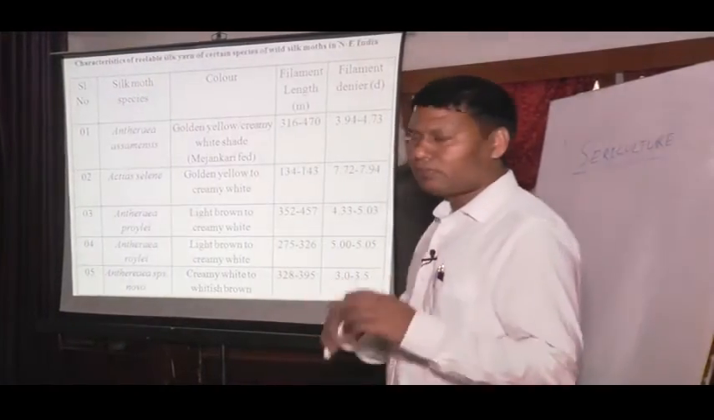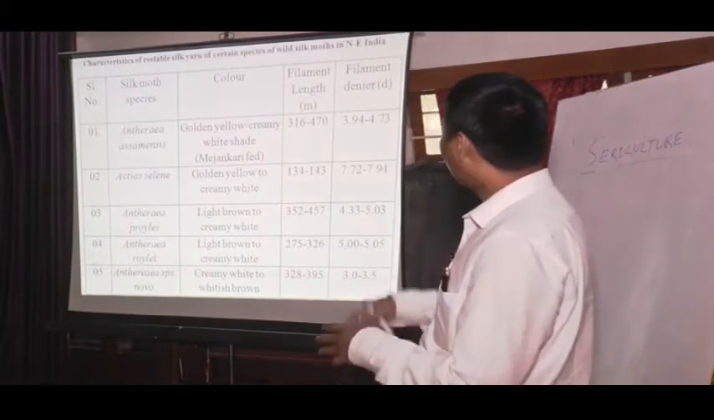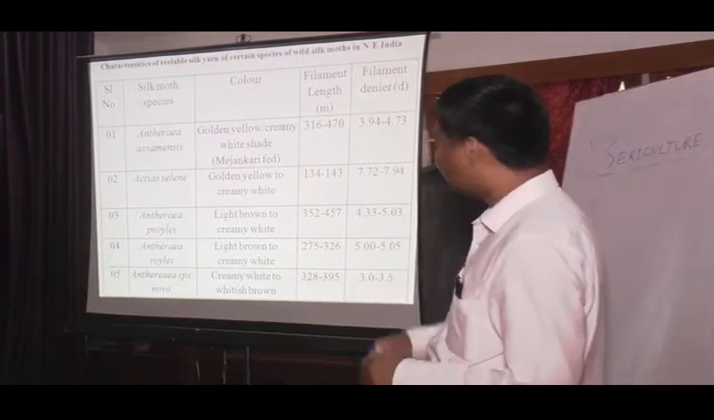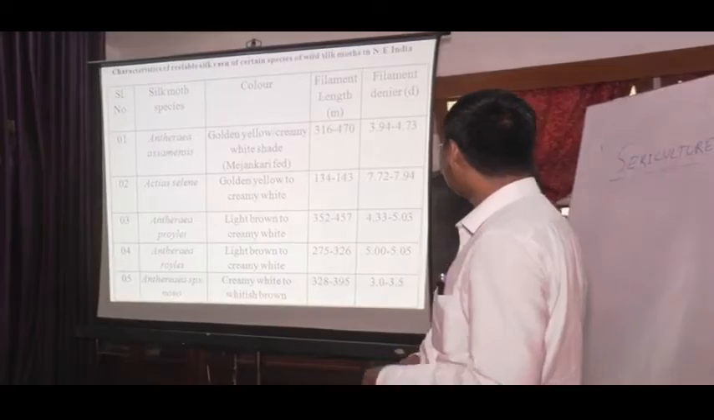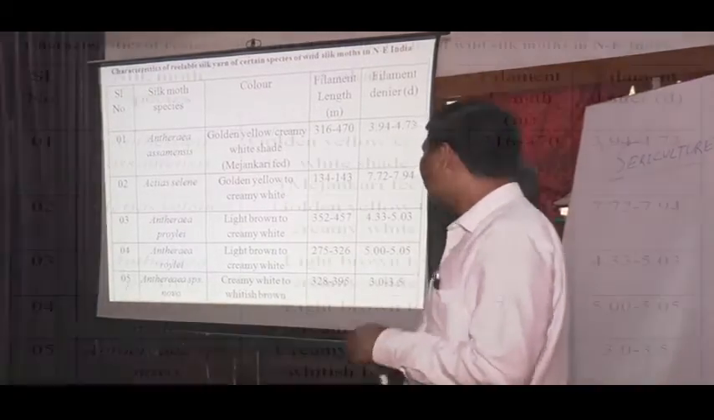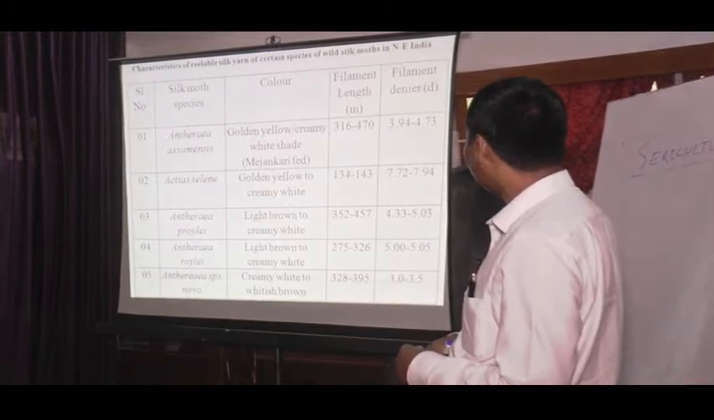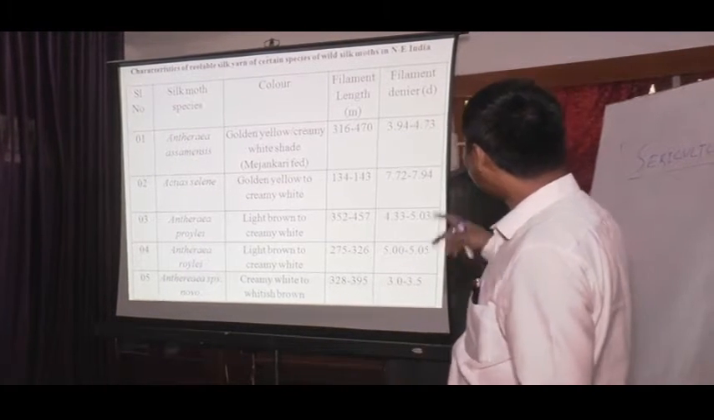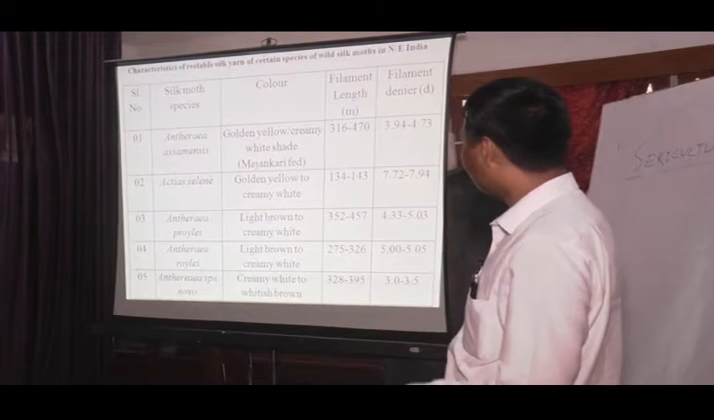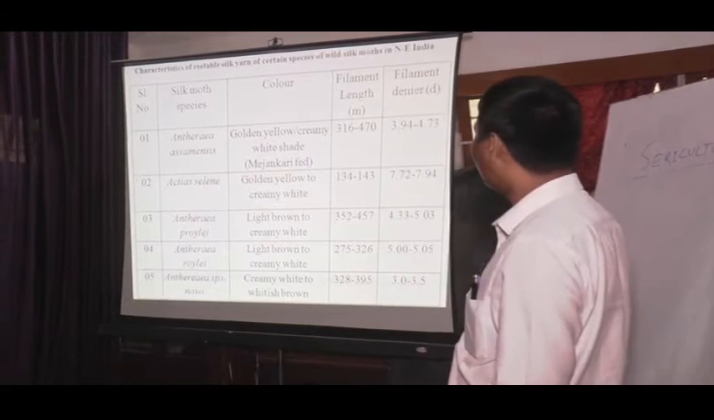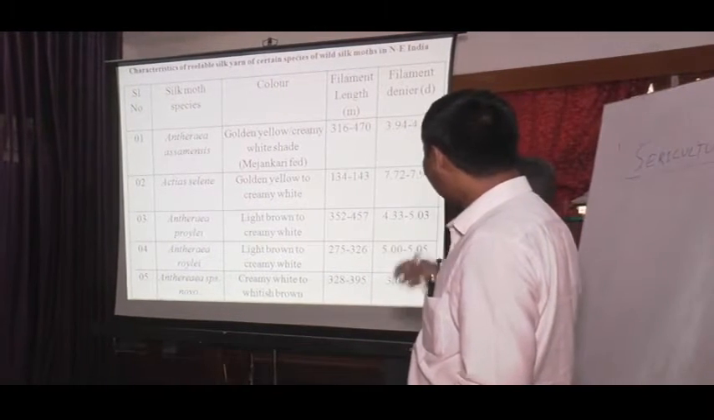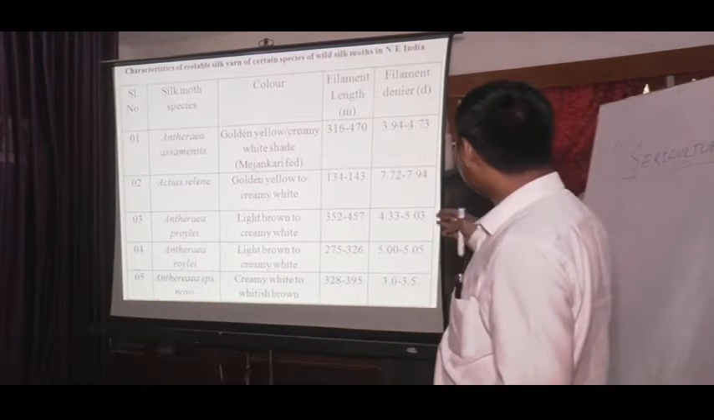4.73. Then we have another species which is not commercially exploited, Actias selene, also color is golden yellow to creamy white, and the filament length is 134 to 143, and denier is 7.72 to 7.94. Accordingly Antheraea proylei, light brown to creamy white, the filament length is 352 to 457, then denier 4.33 to 5.03. Antheraea royleyi, light brown to creamy white, filament length 275 to 326, and denier 5.00 to 5.05. Then Antheraea assamensis, Antheraea species novo, creamy white to whitish brown color, filament length 328 to 395, and denier 3.0 to 3.5.